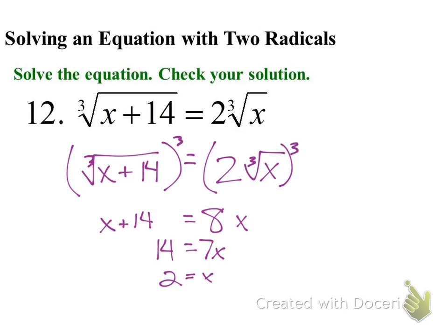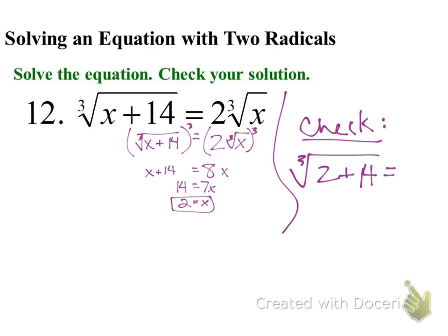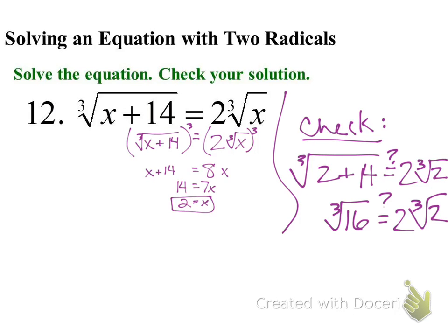We still need to check our answer. So to check my answer, cubed root of 2 plus 14, ask yourself, is it equal to 2 times the cubed root of 2? So cubed root of 16. If we were to rationalize 16, do we have a triplet? We do. We do have 2 cubed, so there would be a 2 as a coefficient times the cubed root of the 2.